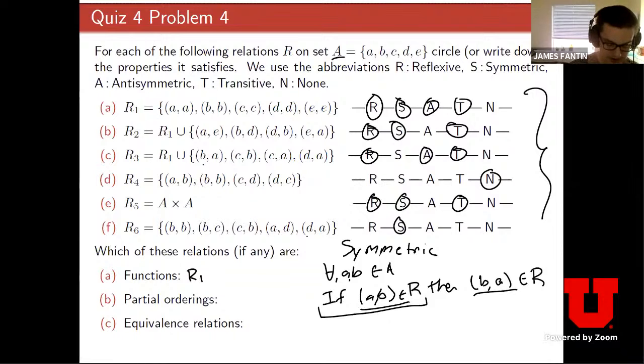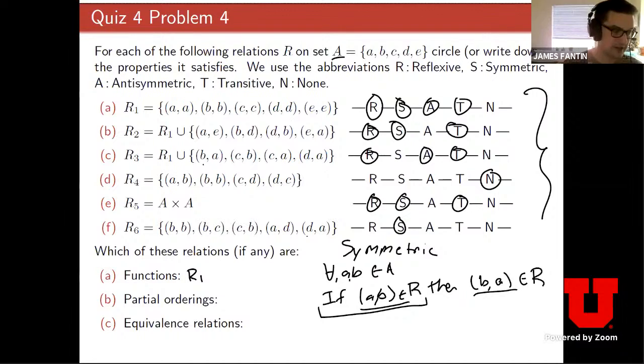R5 is not a function because each element is mapped to multiple places because it's the cross product. And then R6, not a function. B is mapped to B, and B is also mapped to C. So not a function. So just R1 is the only function among these relations. Yeah, no worries. There were a lot of people who forgot about E in R4, that because E isn't mapped anywhere, R4 is not a function.